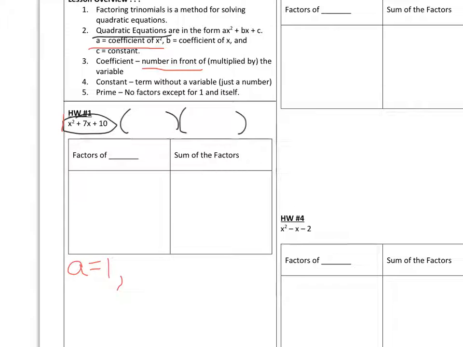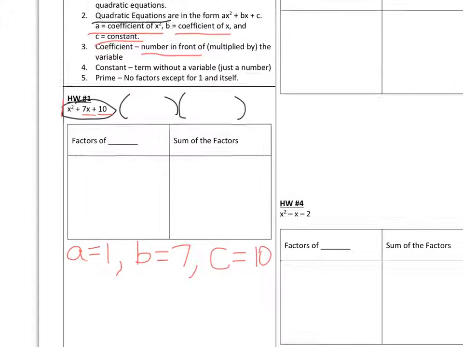And then B is the coefficient in front of the x. So in this case, our B is 7. And then C is just the constant. That's the number that doesn't have a variable that follows it. So in this case, the C is 10. So first, you always want to identify your A, B, and C of your quadratic.